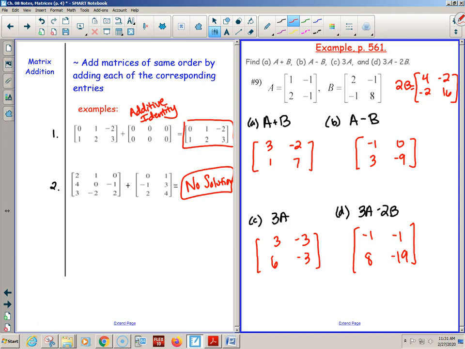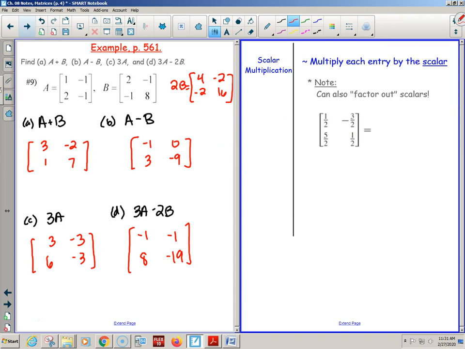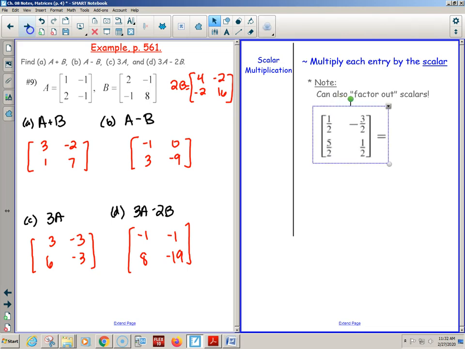3 minus 4, negative 3 plus 2, 6 minus negative 2, negative 3 minus 16. Ha! I was right. How are we doing? Very good. This is stuff that we like. If you can multiply in, guess what? You can also multiply out. Factor out. Yes, factor out.